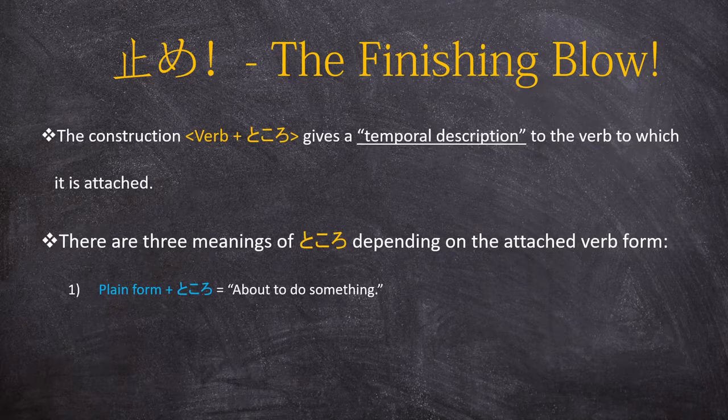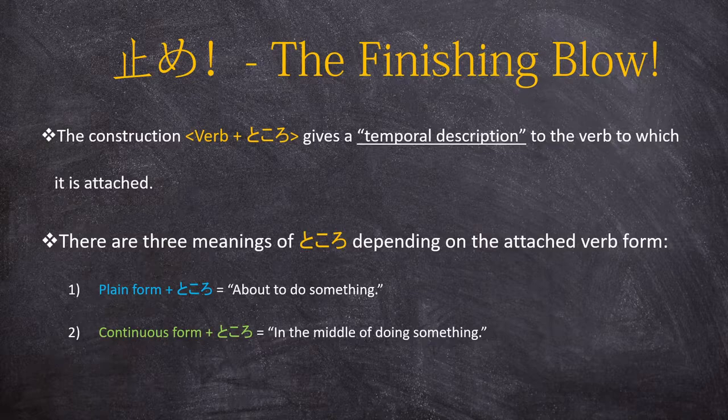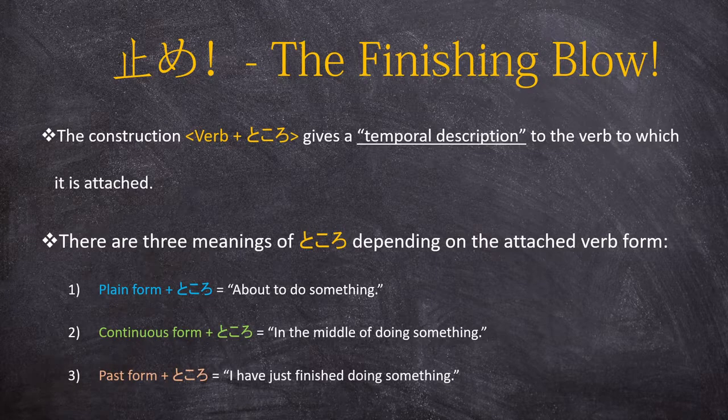If we attach it to the plain form, then we will get the meaning of being about to do something. However, if we attach it to the continuous form, then we will get the meaning of being in the middle of doing something. And finally, when we attach it to the past form, then we will get the meaning of having just finished doing something. So all of these things are really the most important things that you need to remember about Tokoro when attaching it to one of these three different verb forms.